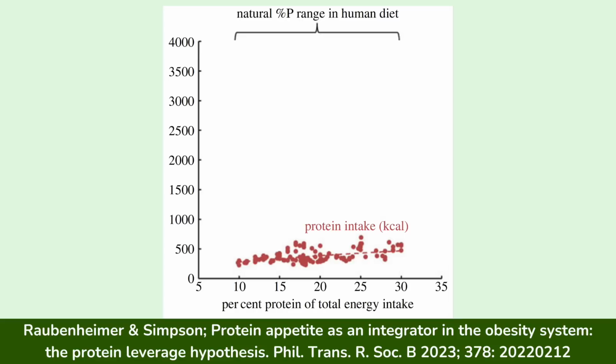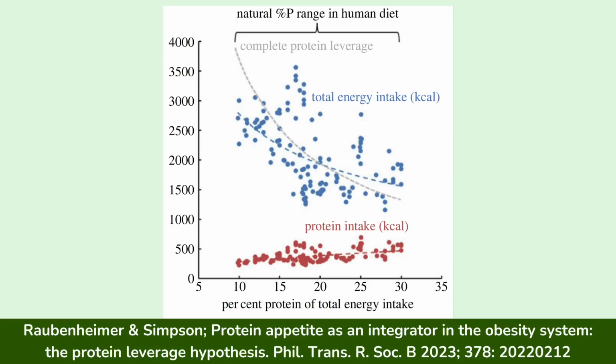Right here on the x-axis, natural human diets tend to almost always provide 10 to 30% of total calories in the form of protein. And what you can see is that no matter how low or high the protein content of these test diets was, participants always ate around 400 to 500 kilocalories worth of protein per day. Given that protein has 4 kilocalories per gram, that means participants across these studies aimed to consume around 100 to 125 grams of protein per day.